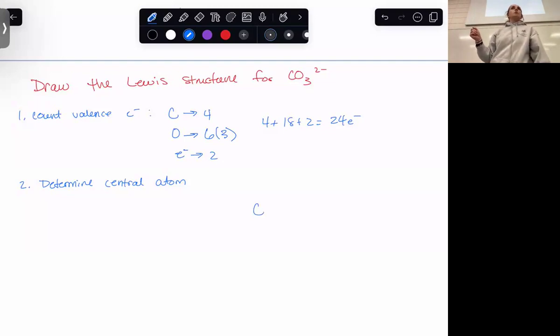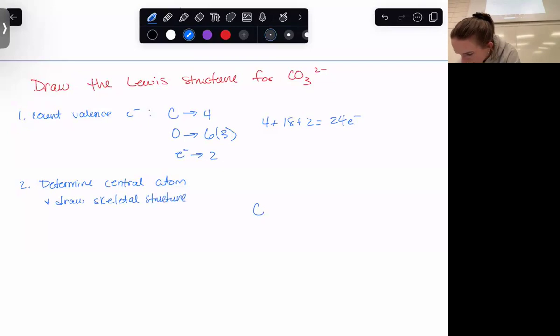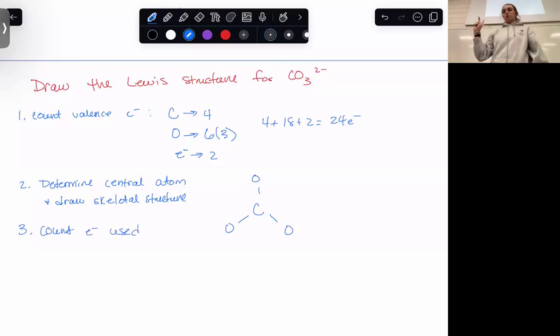What is step 3? Yep, right, so we're going to determine our central atom, and at the same time, we're going to draw the skeletal structure. Right, so we put our oxygens as our terminal atoms. And now we need to count electrons used. How many electrons do we use per bond? 2. So how many electrons did we use when we did our skeletal structure? We used 6. So how many are left over?